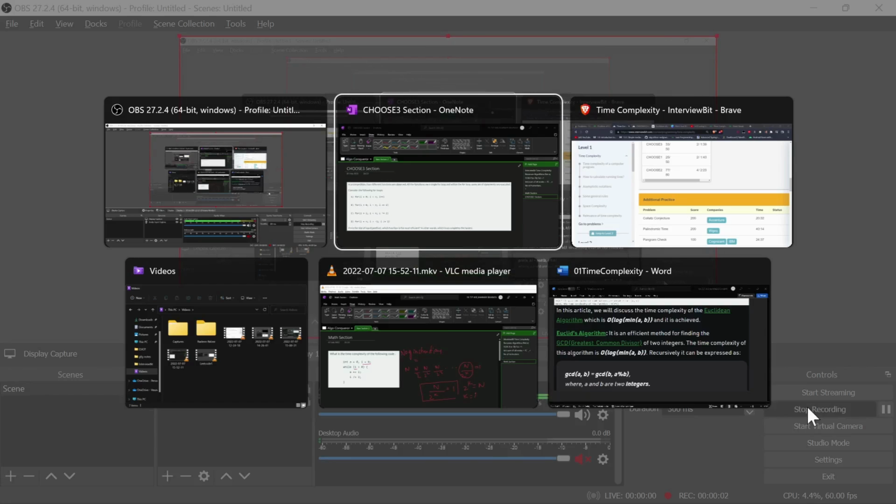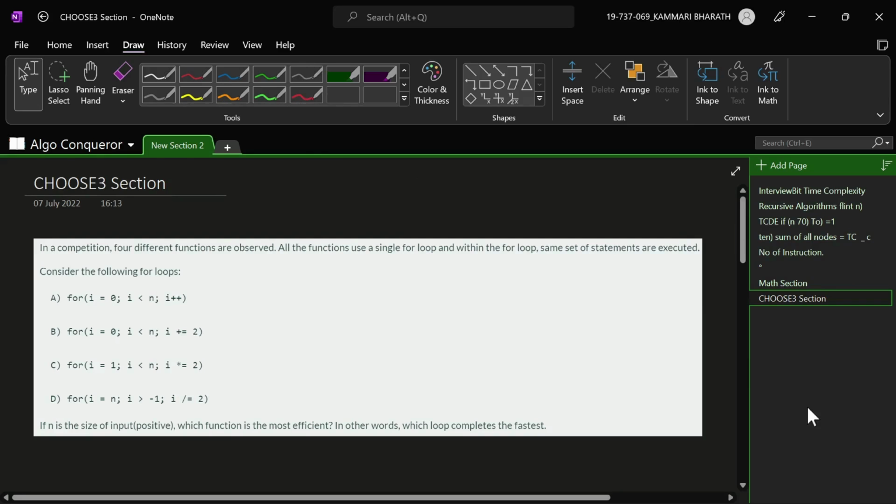Everyone, today we are going to solve the third section, choose 3 of Interviewbit. Now the first question goes like this. We are given 4 loops. We have to find the most efficient one. Now let's take a look at the first loop. How many times does this loop execute?